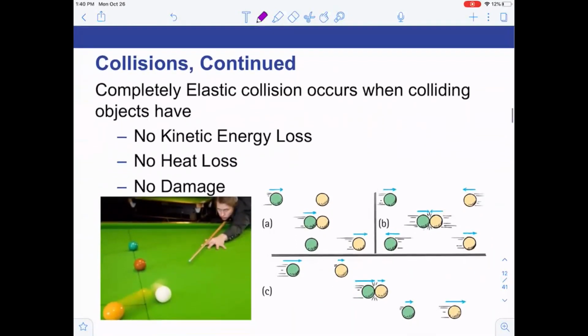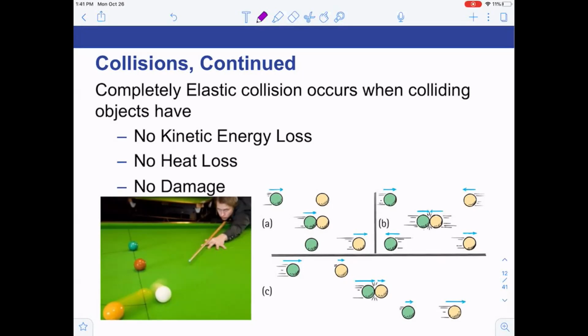Okay, there's 2 different types of collisions. All right, when we were bouncing balls and stuff last week, were some more elastic than others? Okay, so how did you know that one was more elastic than the other? Because it would bounce back, it would retain most of its energy, right? Okay, so a completely elastic collision occurs when colliding objects have no kinetic energy loss. Do you know what kinetic energy is? Kinetic energy is energy of motion, okay?